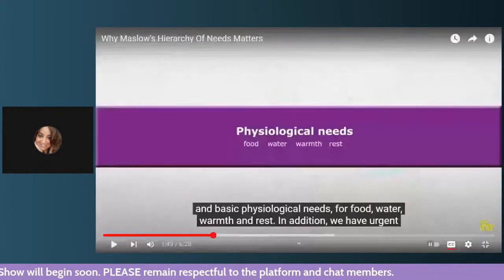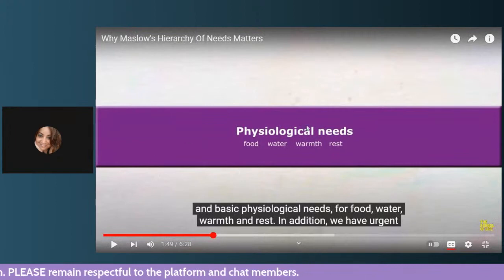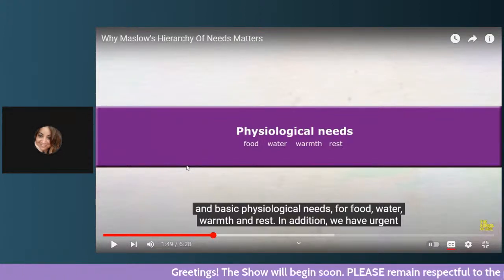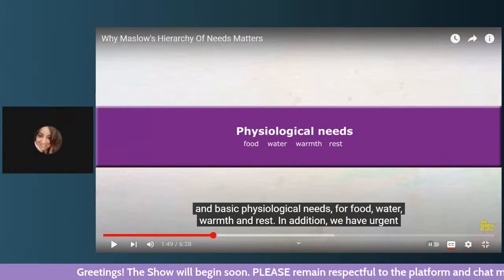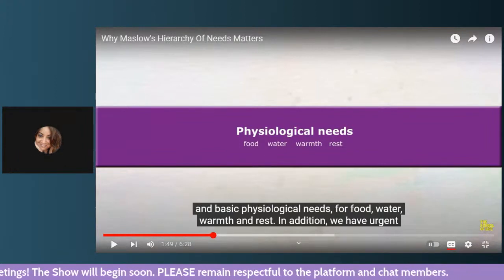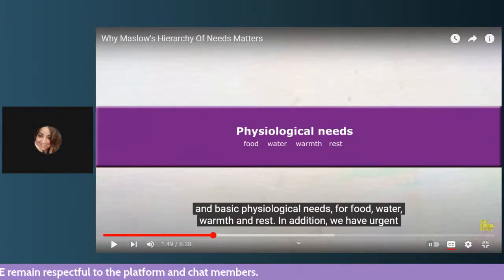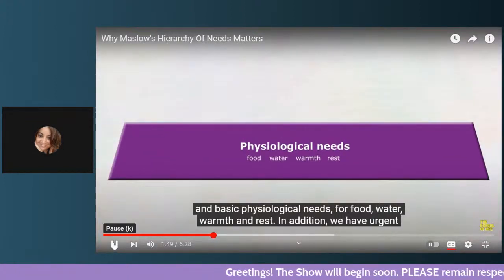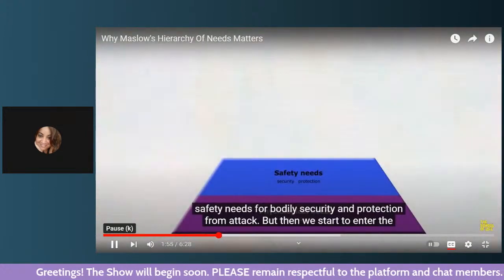And this is the first on Maslow's Hierarchy of Needs, which is actually, and keep in mind what I'm saying, this is the first. However, on the pyramid, you'll find it on the very bottom. This is your physiological needs, which includes your food, your water, your warmth, and rest.